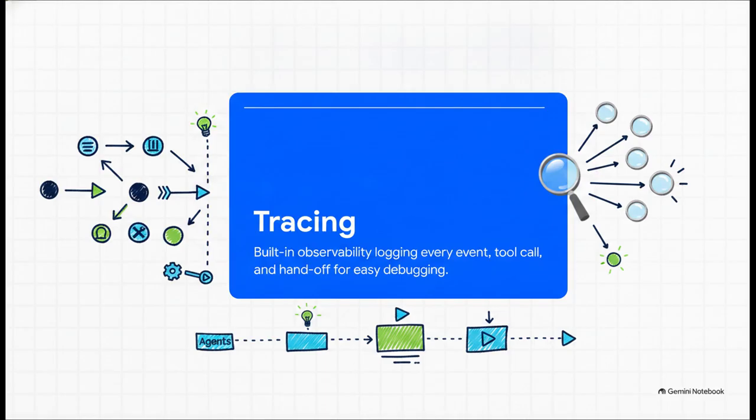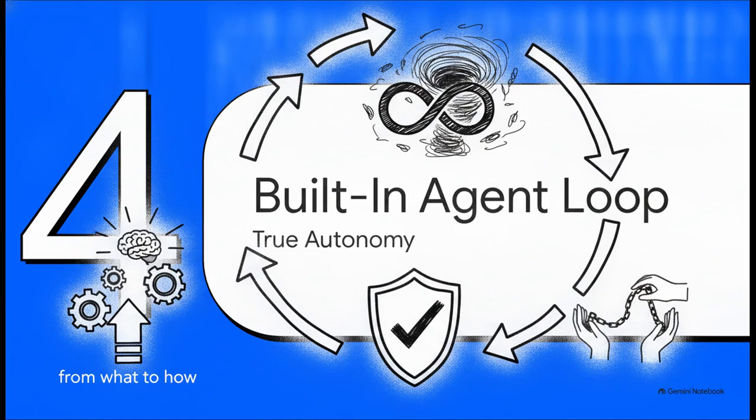Now, in older frameworks, figuring out why an agent failed was an absolute nightmare. But here, tracing is a built-in observability feature. By literally just flipping a switch in the code, every single event, every tool call, and every agent-to-agent handoff is logged. It lets developers easily look under the hood and monitor exactly what decisions the agents are making at any given millisecond. All right, Section 4, the built-in agent loop.